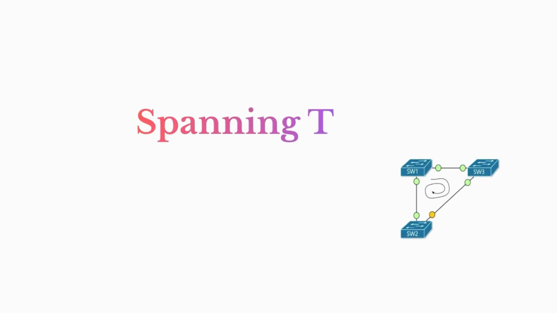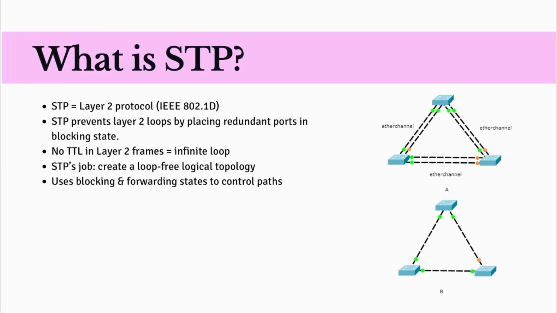Let's understand Spanning Tree Protocol in a simple and straightforward way, no complications, just clear concepts. What is STP? STP stands for Spanning Tree Protocol, which is a layer 2 protocol defined in IEEE 802.1D. STP works on layer 2, which is the data link layer of the OSI model. STP prevents layer 2 loops by placing redundant ports in blocking state.